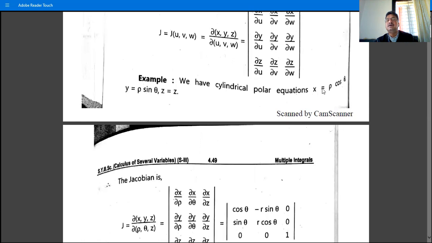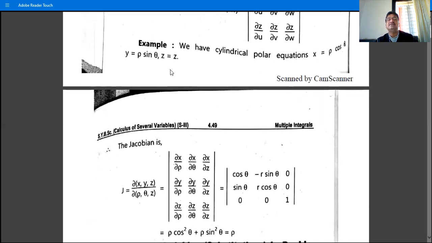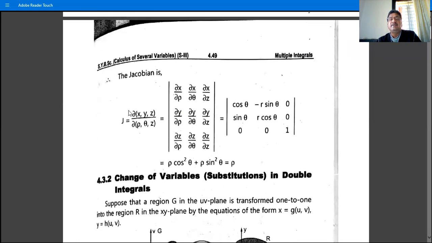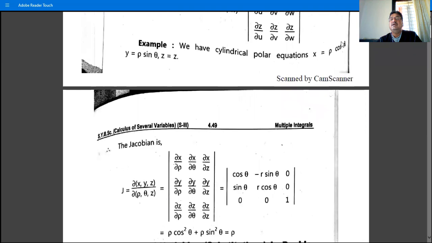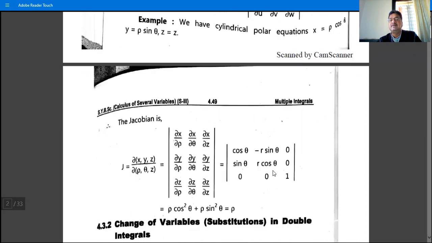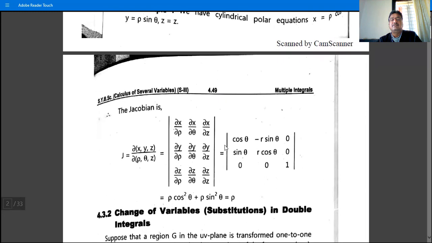Okay, so if x is rho cos theta, y is rho sin theta, and z is equal to z, then what is the Jacobian? It is ∂(x, y, z)/∂(rho, theta, z), the determinant with rows ∂x/∂rho, ∂x/∂theta, ∂x/∂z, then ∂y/∂rho, ∂y/∂theta, ∂y/∂z, and ∂z/∂rho, ∂z/∂theta, ∂z/∂z. ∂x/∂rho is cos theta, then ∂x/∂theta: rho is now constant, and the derivative of cos theta is minus sin theta. Write rho or r, here the notation is r.